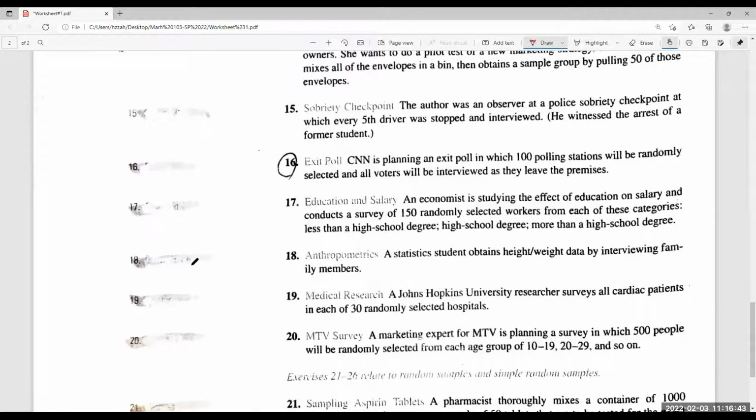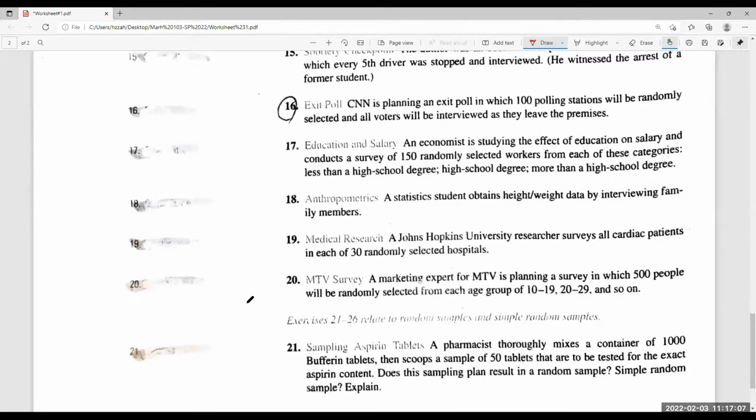Okay, let's go on. It's 18. A statistics student obtains height and weight data by interviewing family members. Isn't that convenience? Yeah, it's convenience. It's a lazy one. You're just using your family members. Okay, any question? Let's go to the next one.